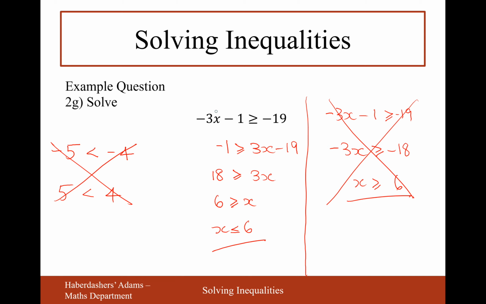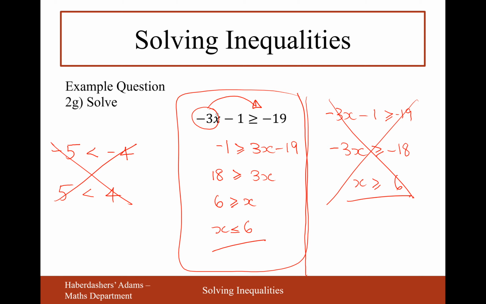So it's always best, if you've ever got a negative x amount, to move it onto the other side first by adding it onto the other side and then rearranging from there. So that's what I'm just going to recommend in general then. Whenever you've got a negative x value, add it to the other side and then your rules of algebra just carry on working as normal.